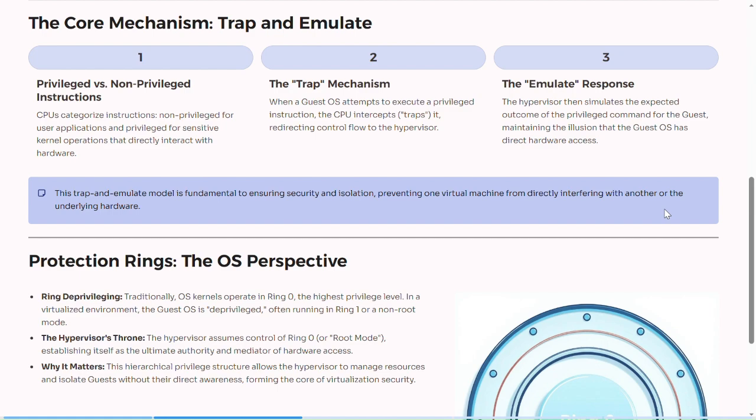When a guest OS attempts to execute a privileged instruction, the CPU intercepts it, like traps it, redirecting control flow to the hypervisor. And the emulate response: the hypervisor then simulates the expected outcome of the privileged command for the guest, maintaining the illusion that the guest OS has direct hardware access. So this trap and emulate model is fundamental to ensuring security and isolation. It also prevents a virtual machine from directly interfering with another or the underlying hardware.